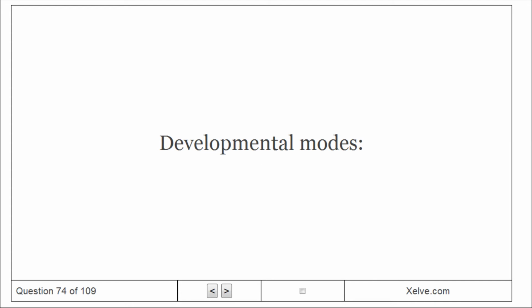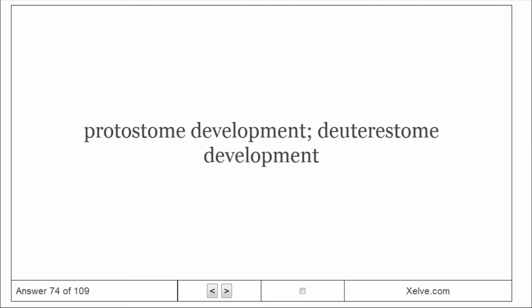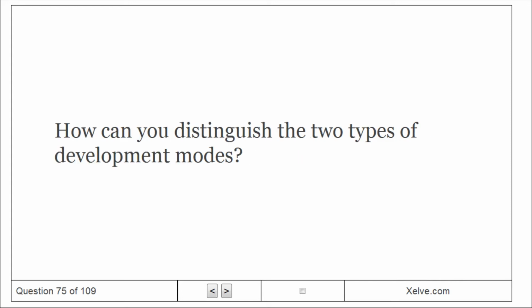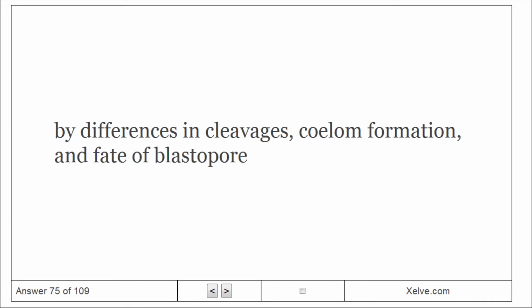Developmental modes: protostome development and deuterostome development. How can you distinguish the two types of development modes? By differences in cleavages, coelom formation, and fate of the blastopore.